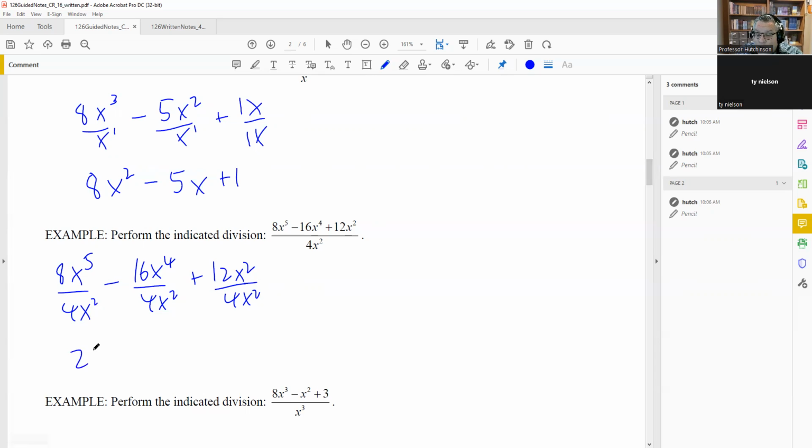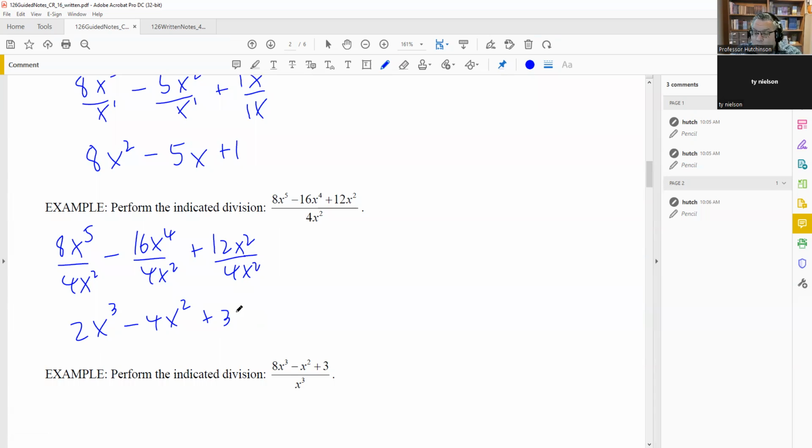8 divided by 4 is 2. Then we can subtract the exponents. 5 minus 2 is a 3. 16 divided by 4 is 4. And then we subtract the exponents. 4 minus 2 is a 2. 12 divided by 4 is 3. The x squareds, we can just cancel those out altogether. So we can just leave this as plus 3. Again, that would be x to the 0 if you were to subtract those, but then that turns into a 1 anyway. So we can just not write that and just put plus 3 on the end.